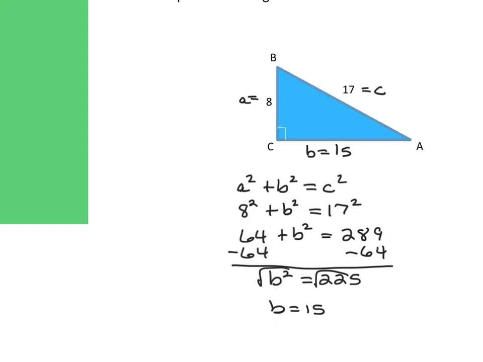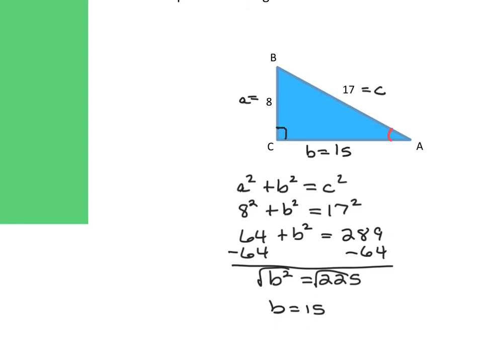Now, I found all three sides because two of them were given to me. Now I need to go back and find the measure of angle A and angle B. I already know angle C, it's 90. So now it's just a matter of finding the acute angles. And again, I'm going to use my inverse tangent ratio. So let's first find angle A.